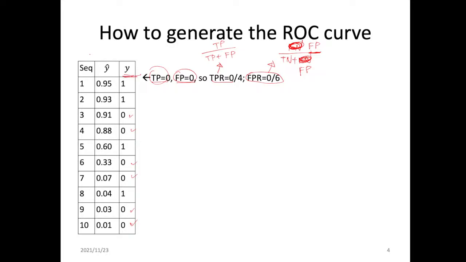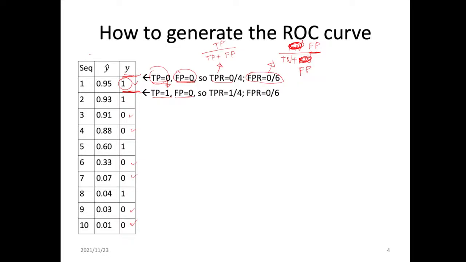When the threshold is very high, I predict nothing as positive. So of course, the true positive and false positive are both 0. If I set the threshold a little bit lower here, then all I need to do is check whether this one is correctly predicted or not. If I set the threshold here, that means this one will be predicted as positive, and I'm correct. So true positive will be from 0 to 1, and false positive doesn't change.